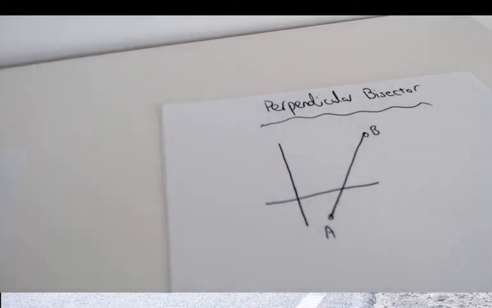Today we're on to some really good stuff. It is perpendicular bisectors. We are going to find the equation of a line which is called a perpendicular bisector. So first of all, let me explain what that actually is.